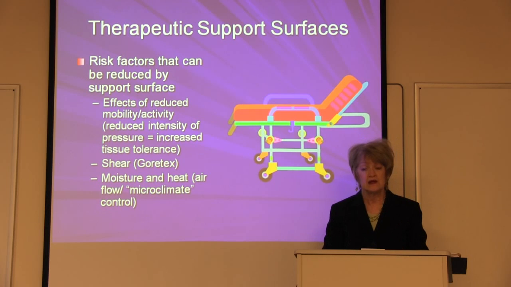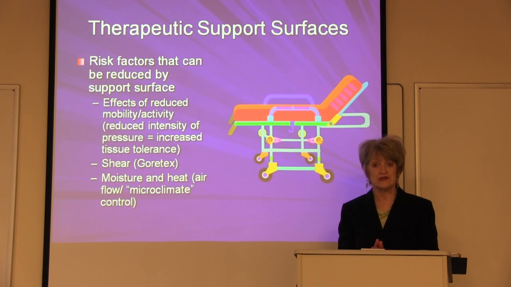Some of your support surfaces now incorporate a pump and little perforations in the surface of the mattress. Those devices reduce skin temperature and reduce moisture by blowing air through the little perforations in the mattress. So when the pump is on, it's circulating air through the mattress, and air is blowing up through those little micro perforations against the skin and helping to control both moisture and heat.